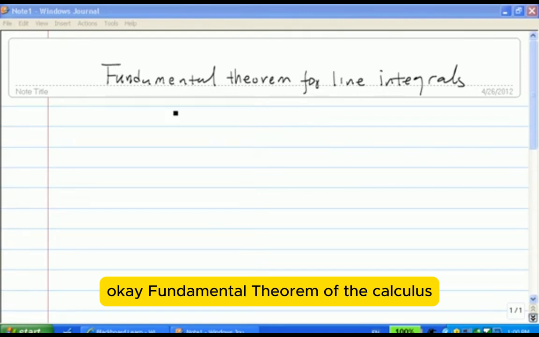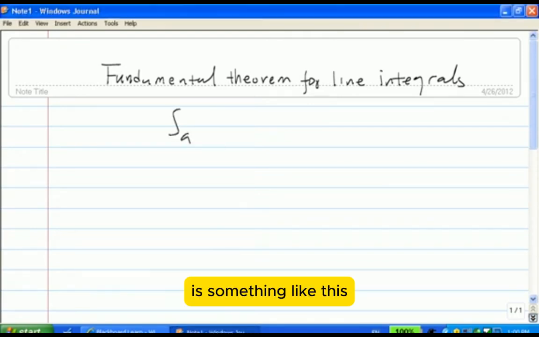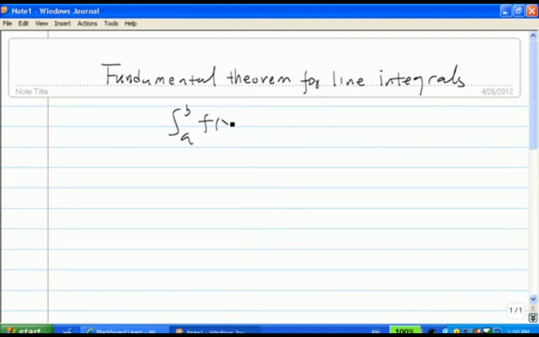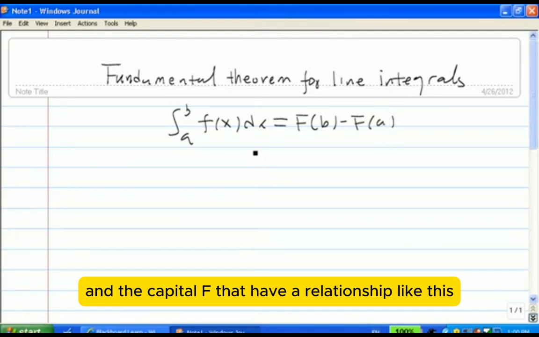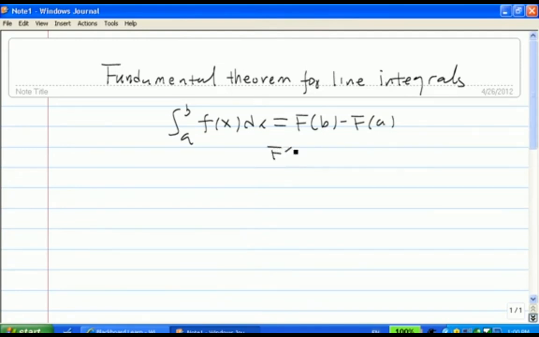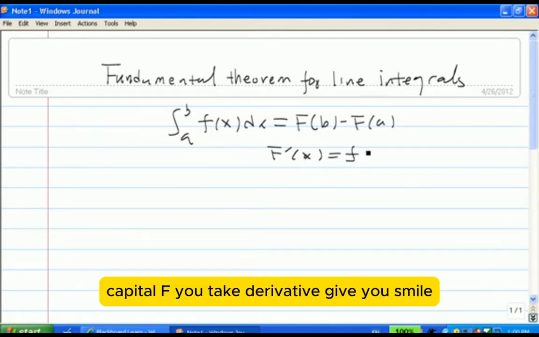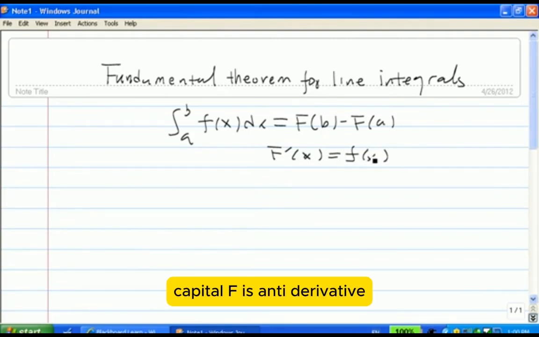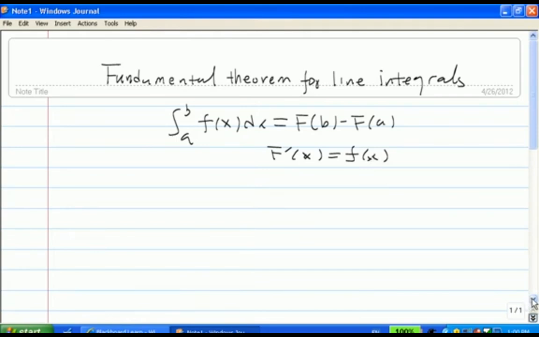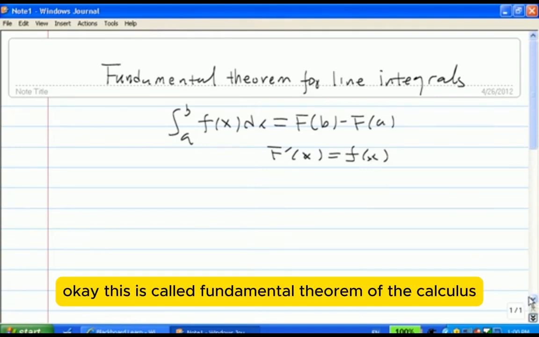The fundamental theorem of calculus is something like this: f(b) minus f(a). Small f and capital F have a relationship like this. Capital F, you take the derivative, gives you small f. In other words, capital F is an antiderivative. This is called the fundamental theorem of calculus.